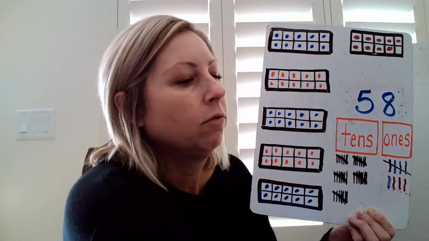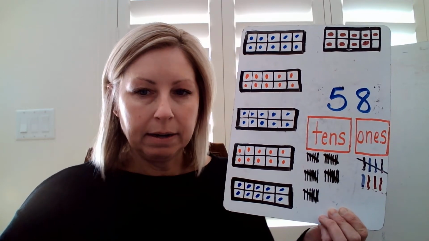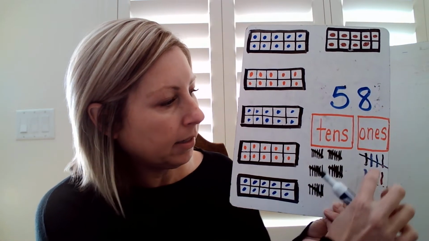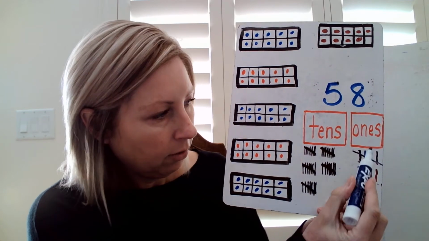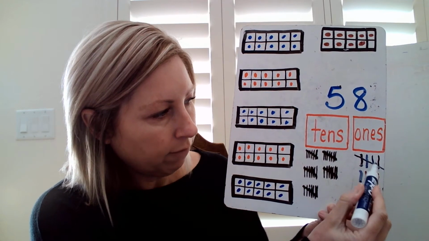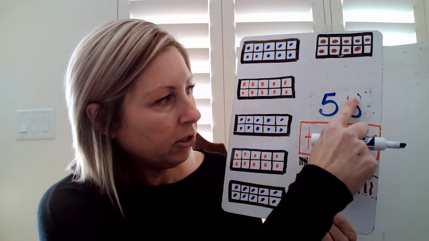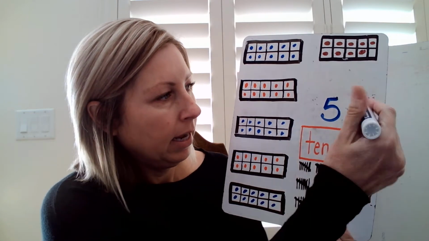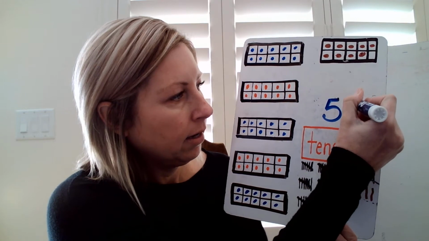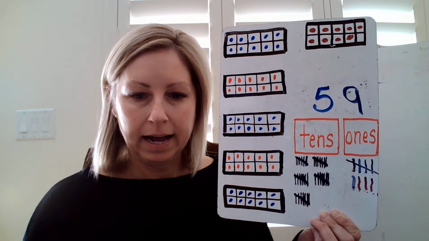But then I need to change our ones number. So instead of 8 ones, how many ones do we have now? Well, we have 1, 2, 3, 4, 5, 6, 7, 8, 9. So I'm going to change this to a 9. And then that will give us our 59.